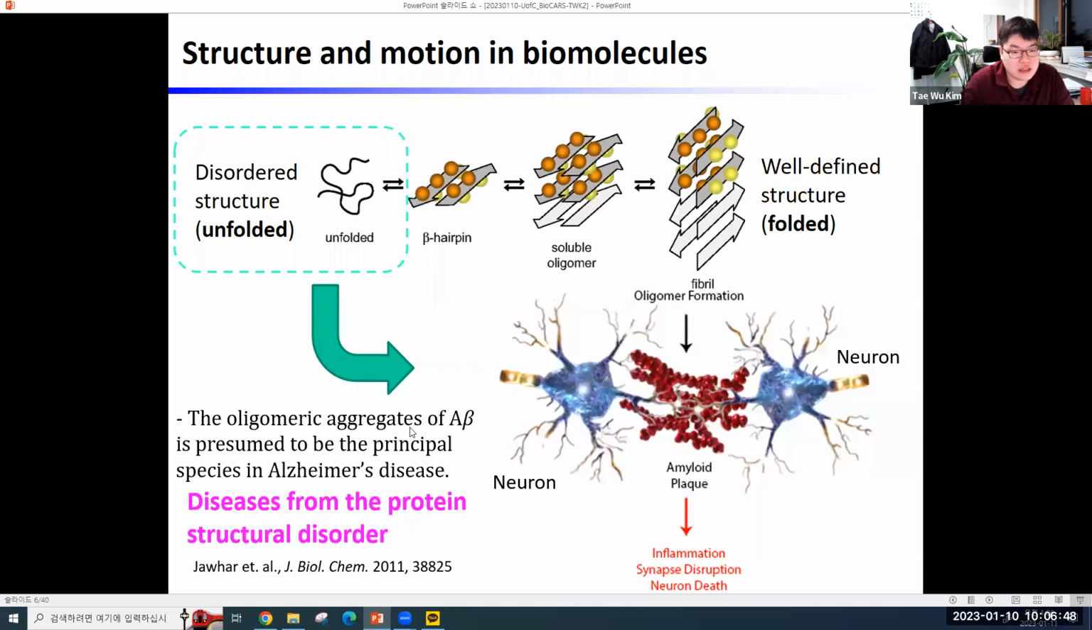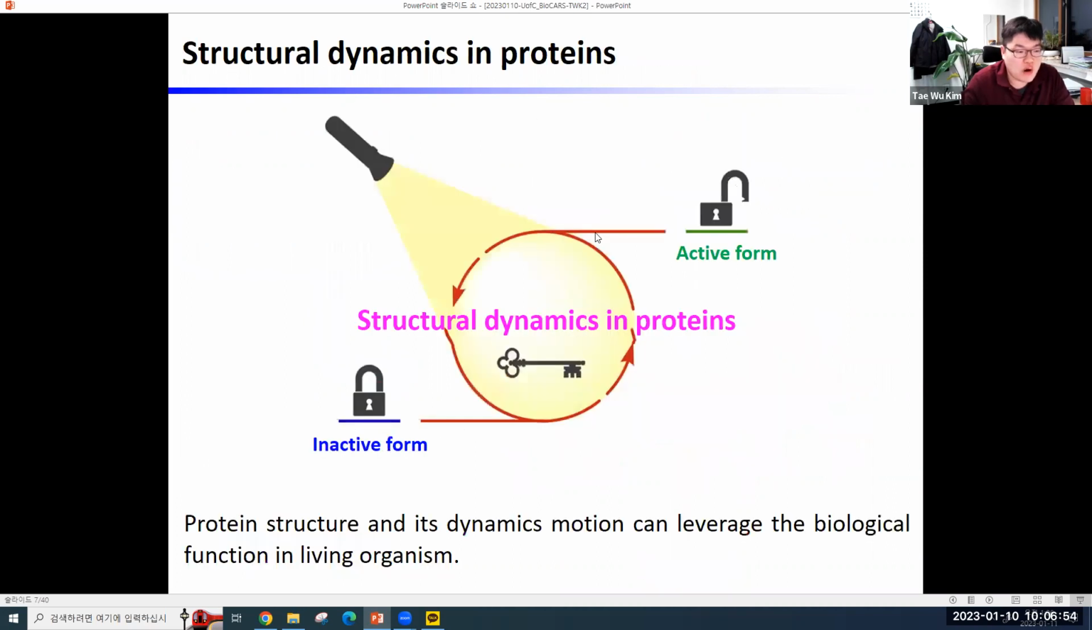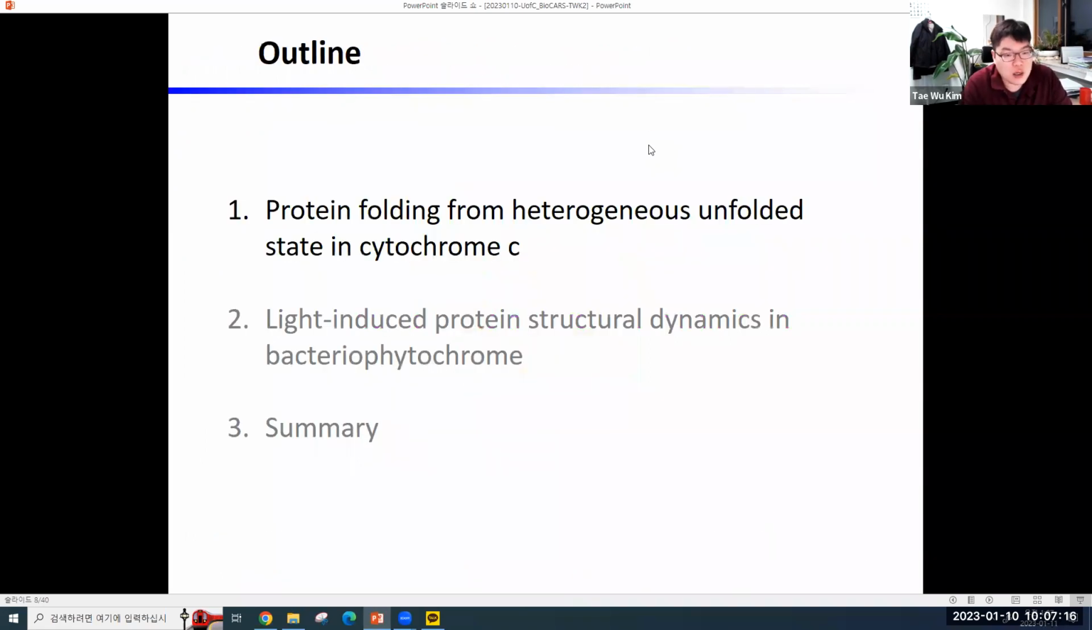This kind of phenomenon, we don't want that. That's why we should know about protein structural dynamics and its dynamic behavior like this. I'd like to say that protein structure and its dynamic motion can leverage the biological function in our living organisms. That's why we should understand it. So my talk today consists of two subjects. The first one is a protein folding dynamics study in cytochrome c, and the second one is another signaling protein example.